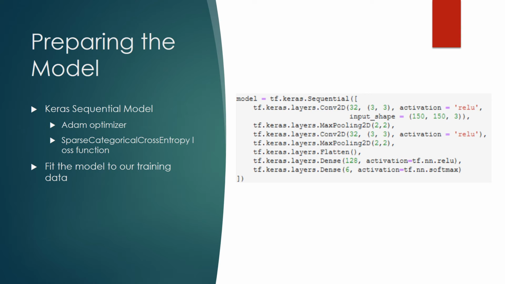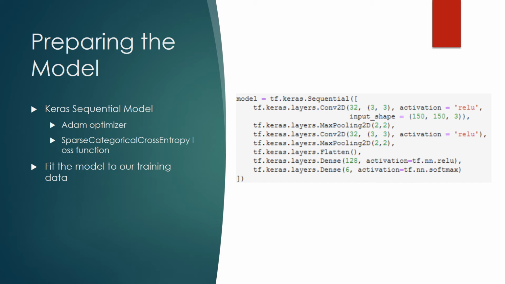Now that we have all of our data ready to go, the next step was to create the model. We have decided to use a Keras sequential model. A sequential model is appropriate for a plain stack of layers where each layer has exactly one input tensor and one output tensor, which is ideal for our setup.